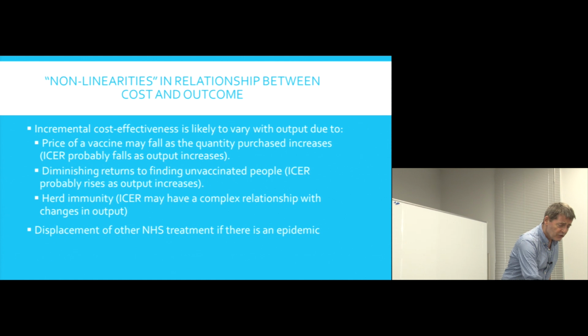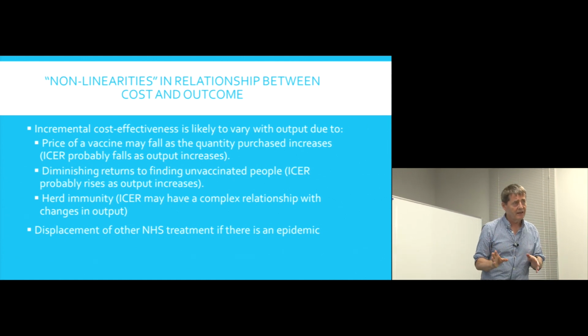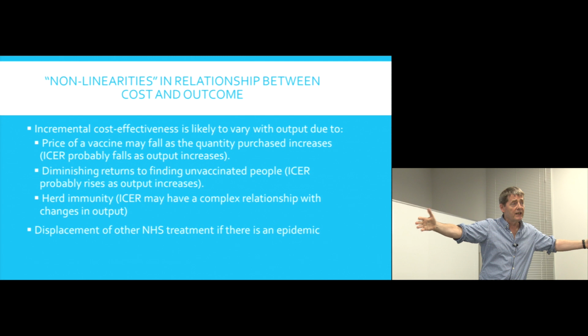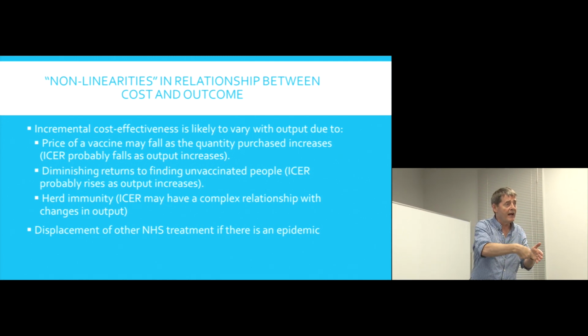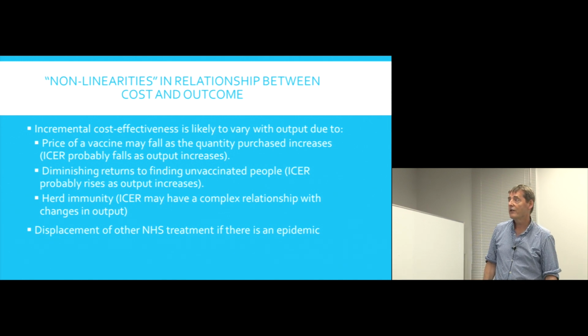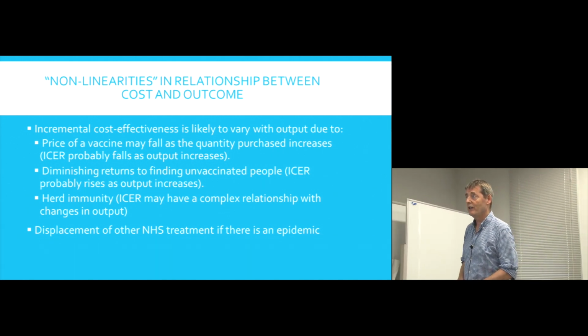Well, the way we purchase vaccines, at least in England, does suggest there's a non-linearity in that if you have a very large vaccination programme, you can usually negotiate a lower price per vaccine. This is much less obvious when we look at new drugs for some other condition. Quantity discounts are less obvious. So there might be some factor there that makes it look a little bit different.